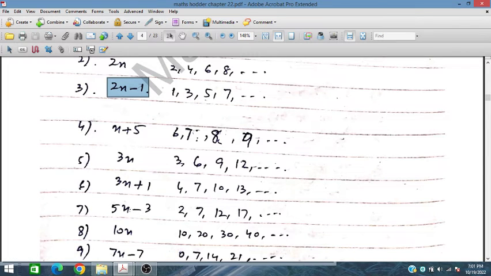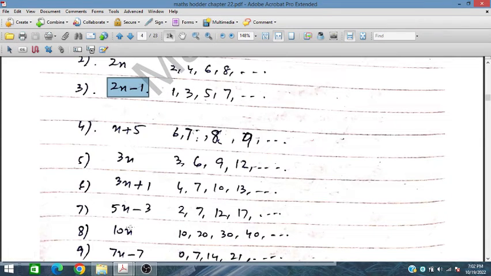Similarly for this one, when n is equal to 1, this becomes 5 minus 3, 2. When n is equal to 2, 10 minus 3, 7. When n is equal to 3, 15 minus 3, 12. When n is equal to 4, 20 minus 3, 17. When n is equal to 5, 25 minus 3, 22. Simply the sequence will add.